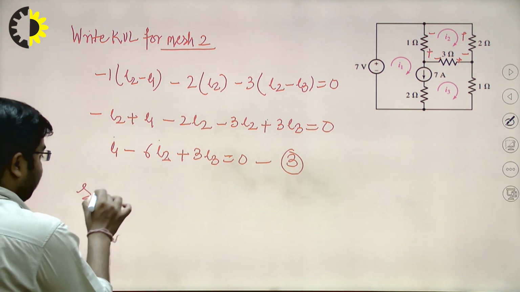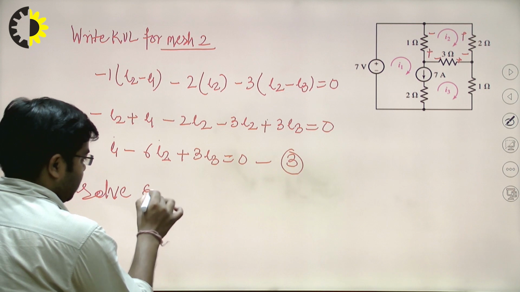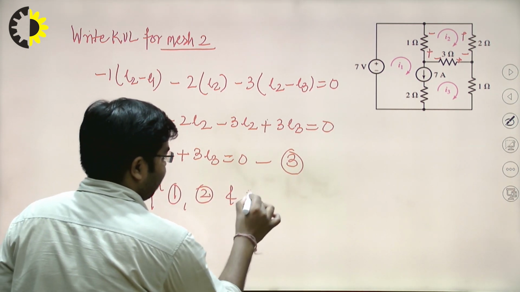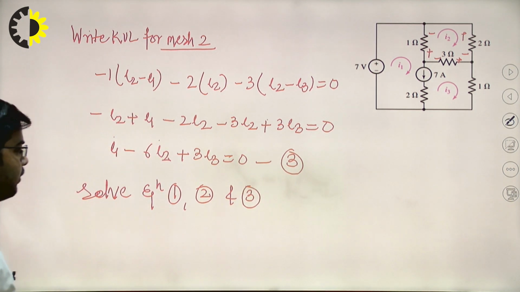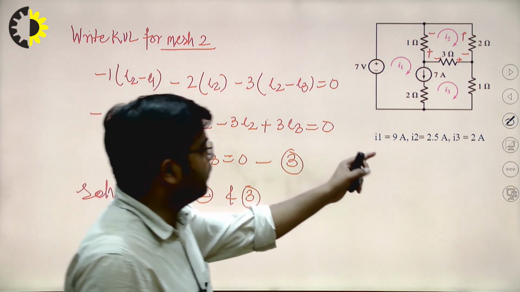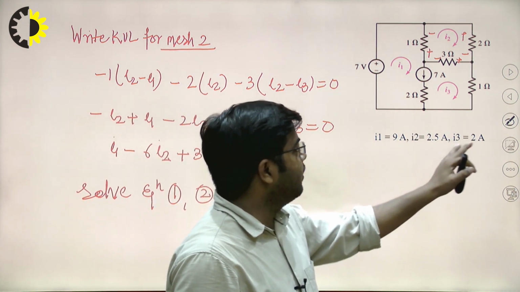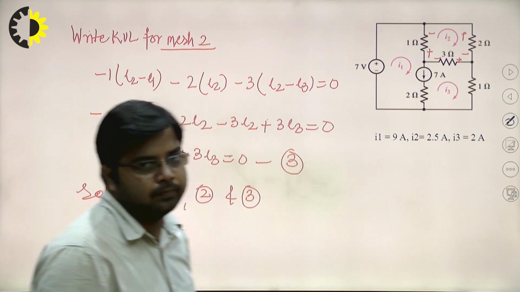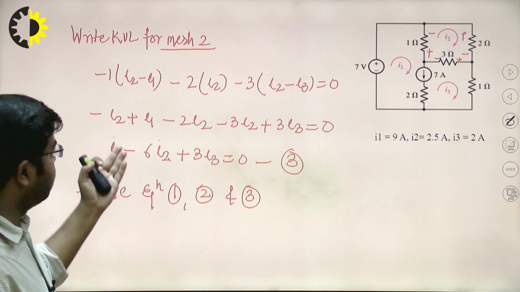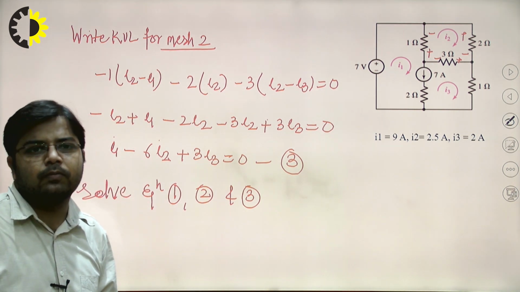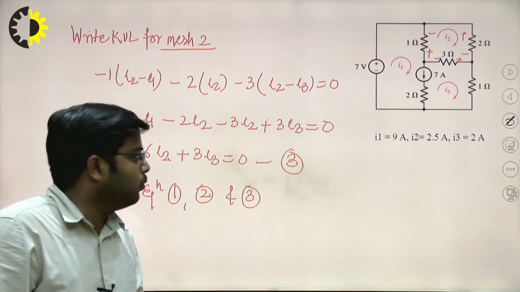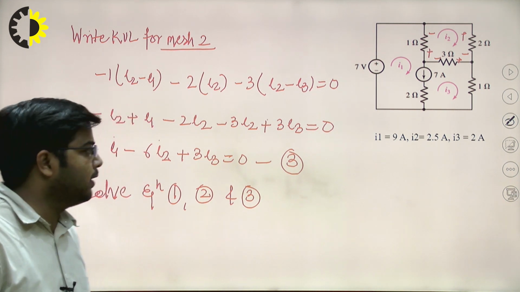So solve equation number 1, 2 and 3. After solving equation number 1, 2 and 3, you will get I1 equal to 9 ampere, I2 equal to 2.5 ampere and I3 equal to 2 ampere. These 3 equations you can solve by using a calculator, or you can solve by using the matrix approach. The matrix approach I will discuss in the next lecture.